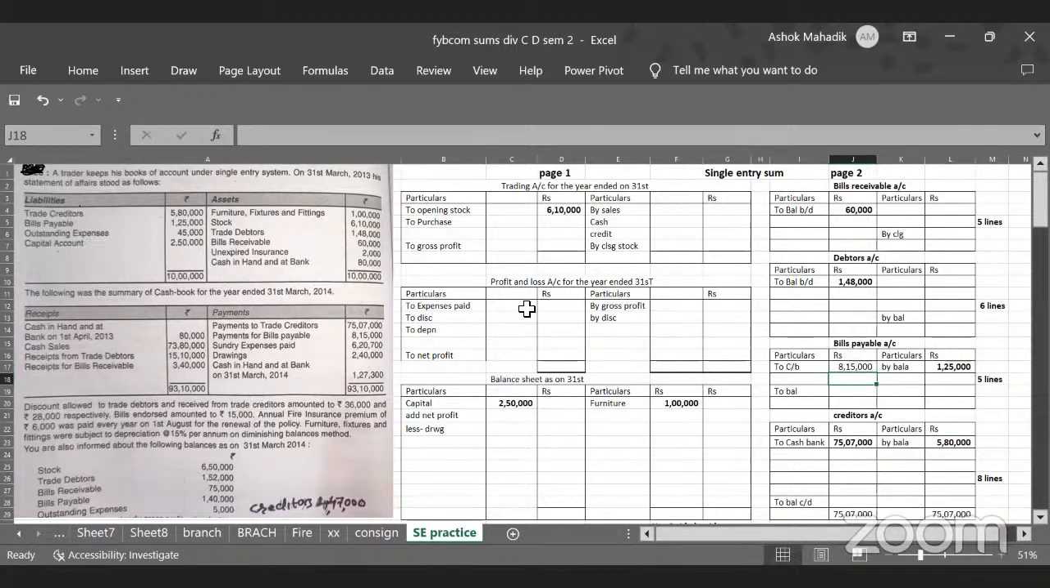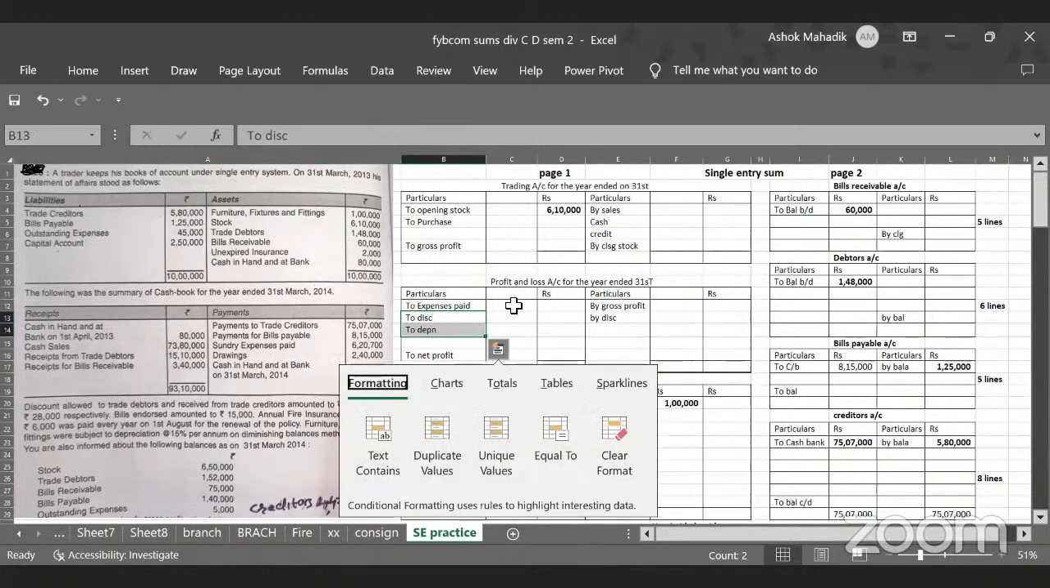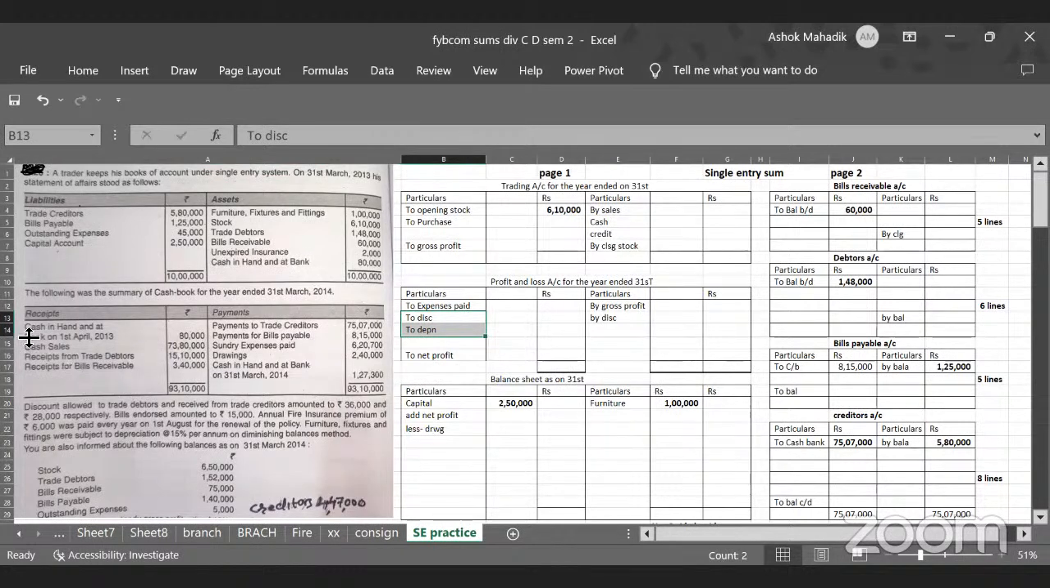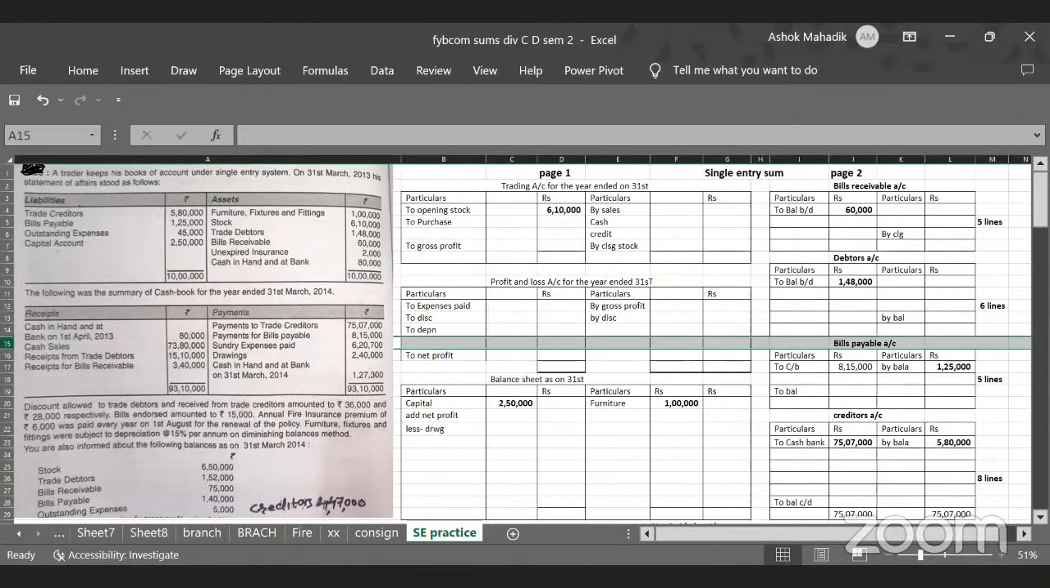Next, sundry expenses paid. So I'll put this in the P&L, expenses paid. I'll put it in the inner column because in the opening balance sheet, two expenses were there, so we need to adjust them. So I'll put expenses paid. I'll just shift this discount and depreciation a little bit below. We need one more line here.